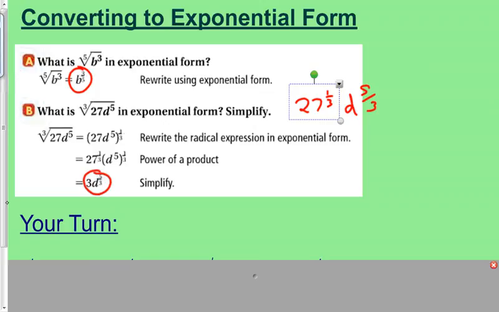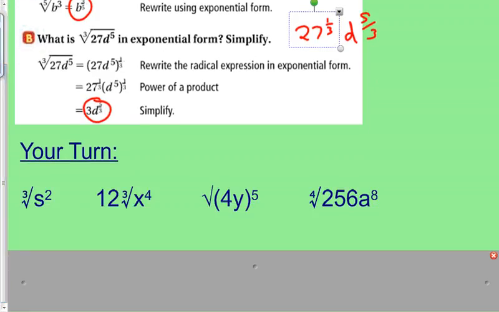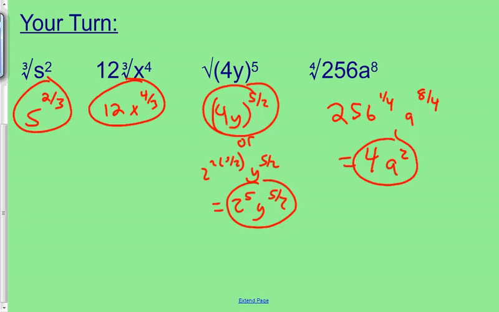Alright, your turn. Why don't you try that? I have 4 of them here. Try at least 2 of them. Pause it and then play it again. You can see the answers. Alright, there's all your answers.